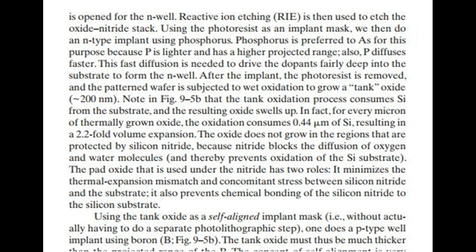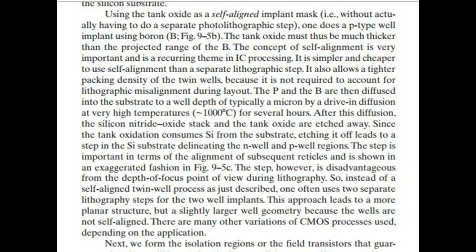The pad oxide that is used under the nitride has two roles. It minimizes the thermal expansion mismatch and concomitant stress between silicon nitride and the substrate. It also prevents chemical bonding of the silicon nitride to the silicon substrate. Using the tank oxide as a self-aligned implant mask, i.e., without actually having to do a separate photolithographic step, one does a P-type well implant using boron, B, Fig 9.5b. The tank oxide must thus be much thicker than the projected range of the boron.